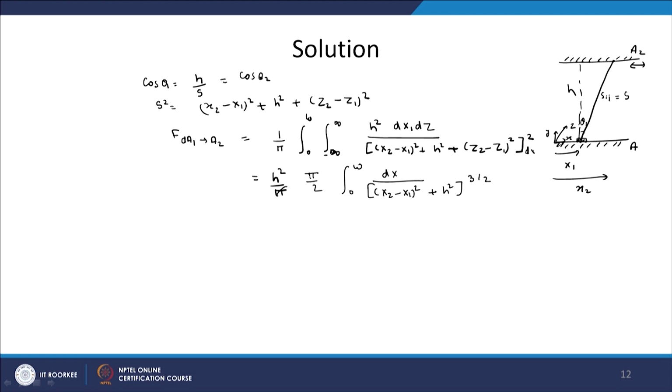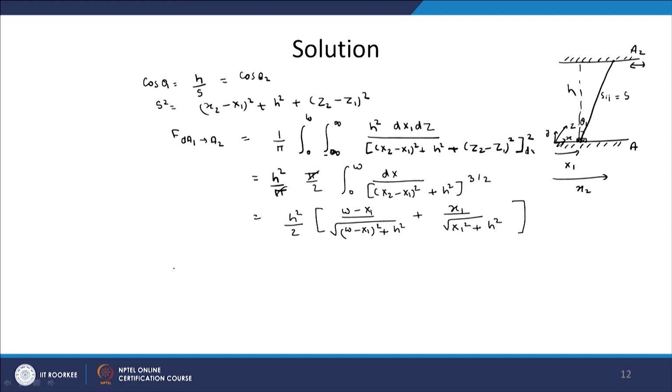And then we will write h square upon 2, and we can use the integration rules by change of variables, and then this will be simply equal to (w minus x1) upon root of (w minus x1) square plus h square, plus x1 upon root of x1 square plus h square. So, this is the view factor between small area dA on surface 1 and entire surface A2.